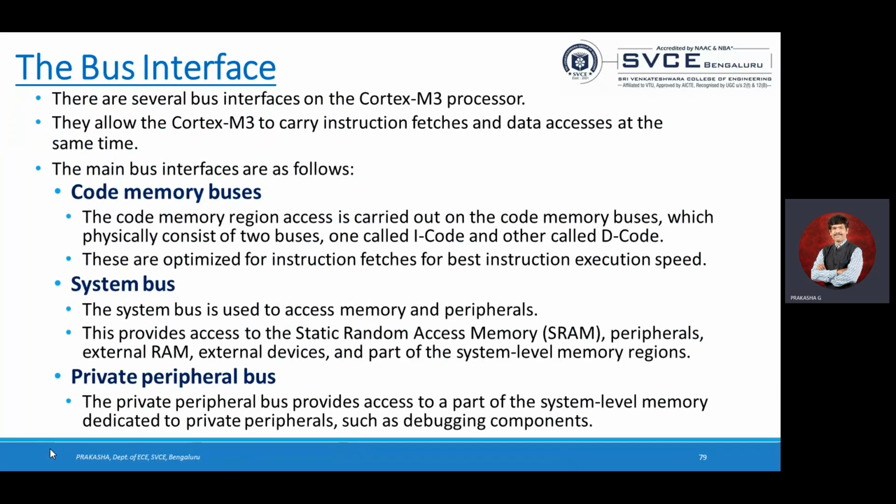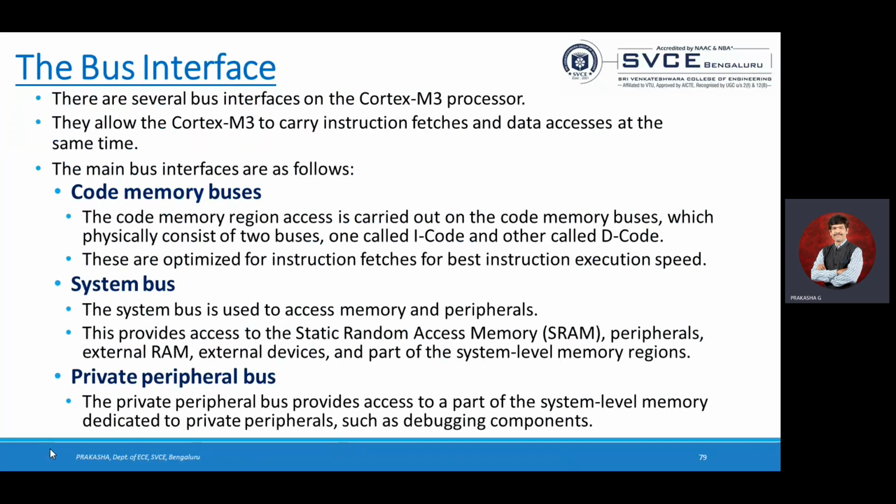Code memory bus, system bus, peripheral bus. I told you, the code memory bus is mainly used to access the code and data. The system bus is mainly interconnecting the internal parts or internal peripherals of your ARM Cortex M3. The peripheral bus is totally dedicated to the external peripheral devices which are connecting. If you want, you can go back to the architecture. There you will come to know what the different buses are. Basically, three different buses are going to be used.